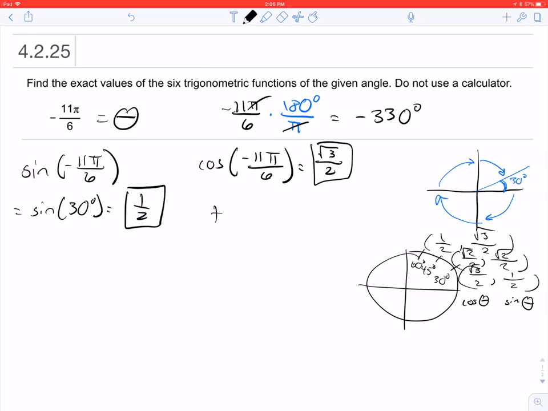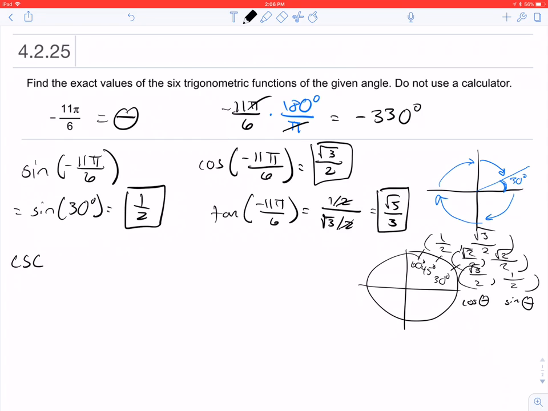So then tan of negative 11 pi over 6 is just going to be sine over cosine. So that's going to be 1/2 over root 3 over 2. So the 2's cancel, and we'll get root 3 over 3. Okay. So that's our sine and cosine. Sine, cosine, and tan. So now, the co-function that goes with sine is what?